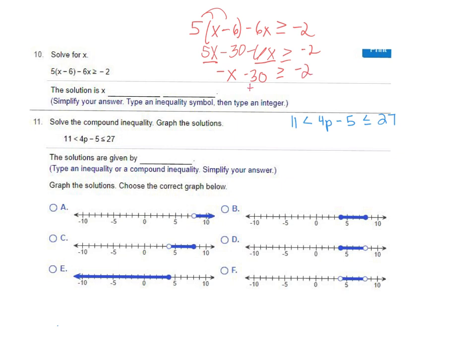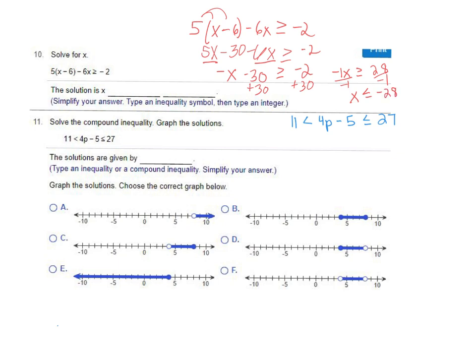We see that minus 30, then we're going to add 30 to both sides, and that'll give us negative x is greater than or equal to 28. And then what we actually have here is a negative 1, so we'll have to divide both sides by negative 1. And we're going to have x is less than or equal to negative 28.